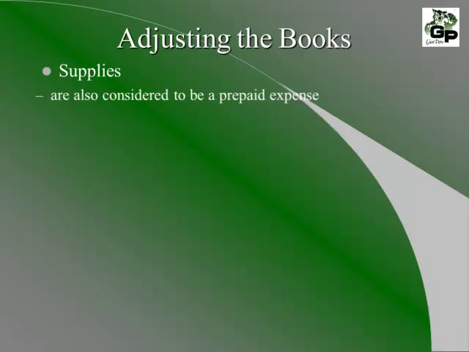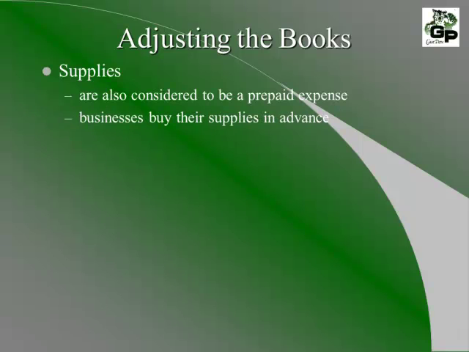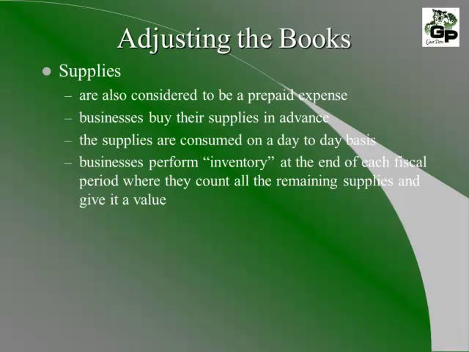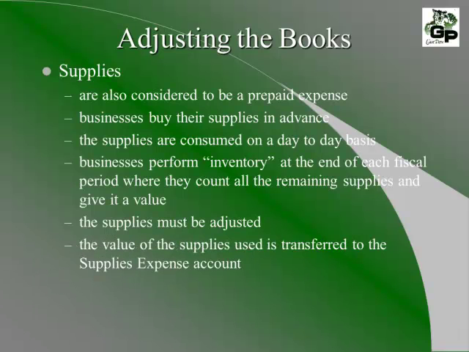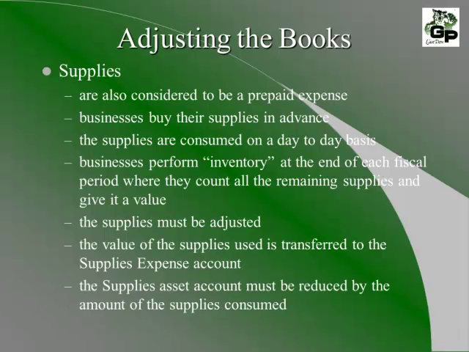Let's take a look at the supplies. This is also considered to be a prepaid expense. Businesses buy their supplies in advance, and they are consumed on a day-to-day basis. At the end of an accounting period, businesses perform inventory, where they count all the remaining supplies and give it a value. The supplies account must be adjusted. The value of the supplies used is transferred to the supplies expense account. The supplies asset account must be reduced by the amount of the supplies that were consumed.